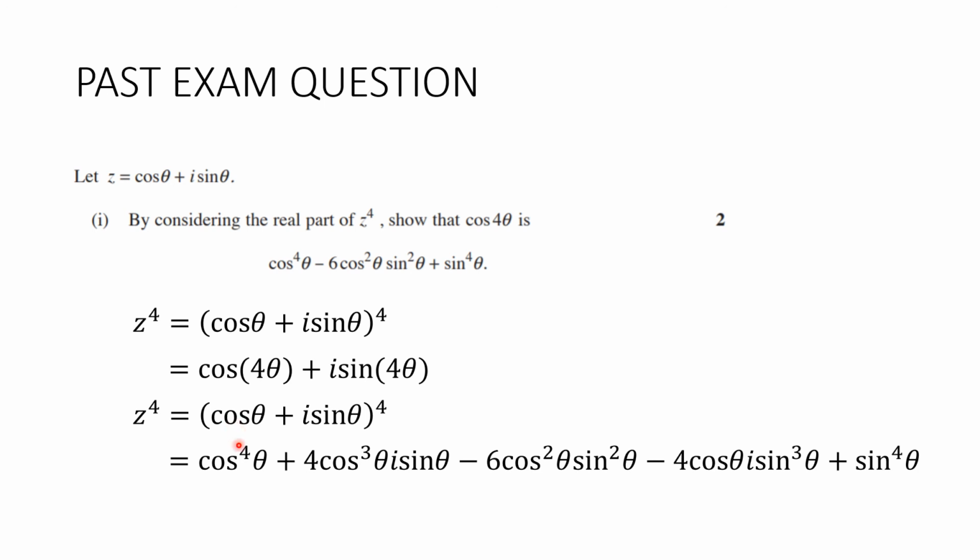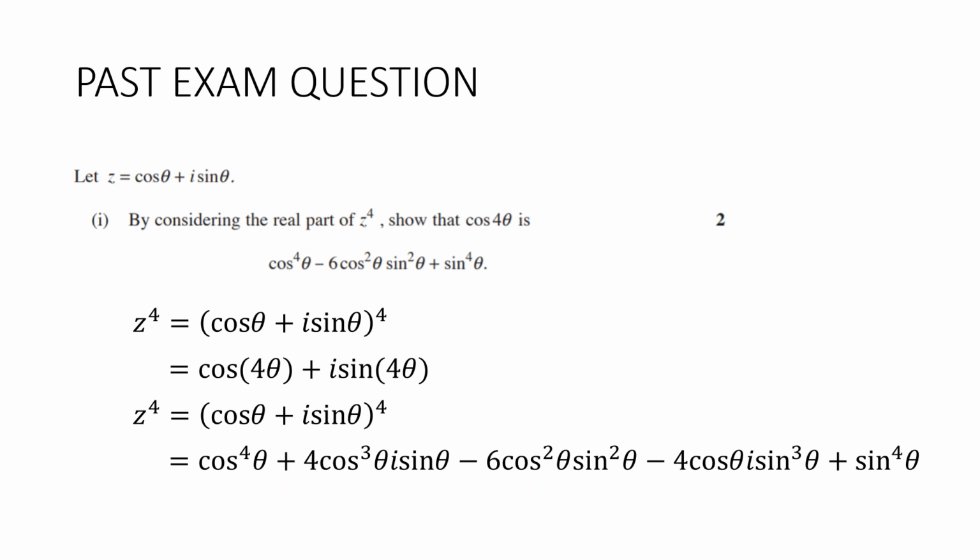This is cos to the power of 4 theta plus, this is 4C1, cos cubed theta times i sine theta. There it is. And that's going to be plus 4C2 cos squared theta times i squared sine squared theta. So that's why we've got a negative there. Plus 4C3 cos theta times i cubed sine cubed theta. And then finally plus i to the power of 4 sine to the power of 4 theta. All right, hopefully you understood all of that.